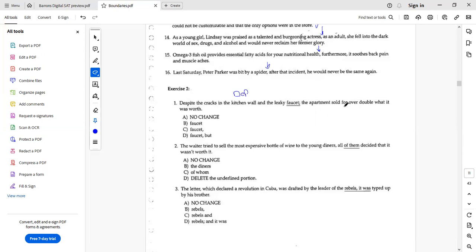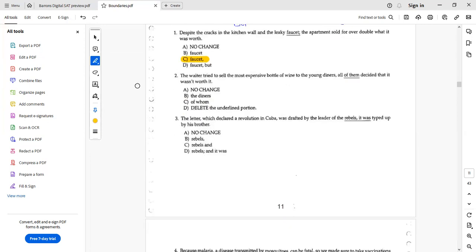The apartment sold for over double what it was worth. This is this independent. Dependent, then independent, we put a comma between them. Dalal, we put a comma between them. So the answer here is going to be C. Clear, Dalal? Yes, Mr.